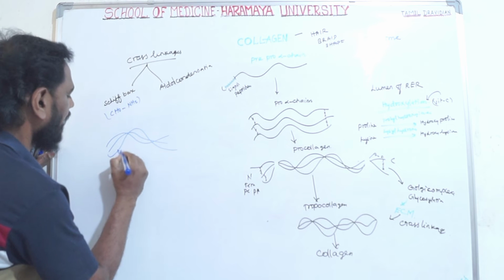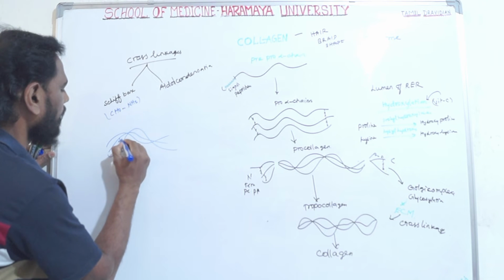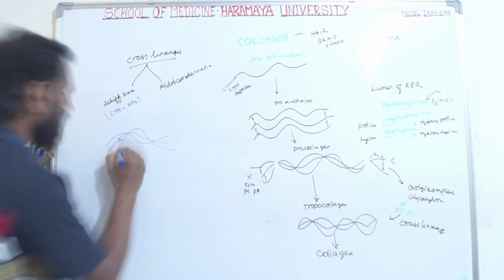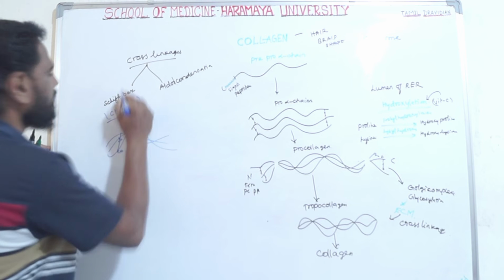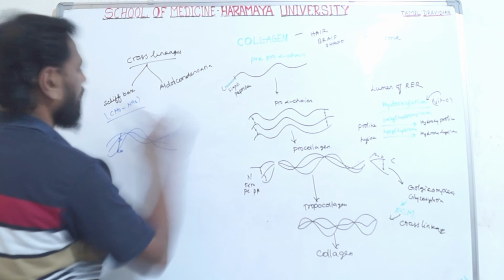So here is an aldehyde, and here is an amino group. Both are joining. That is called cross linkages. So that is called a Schiff base. Okay, this is one type.